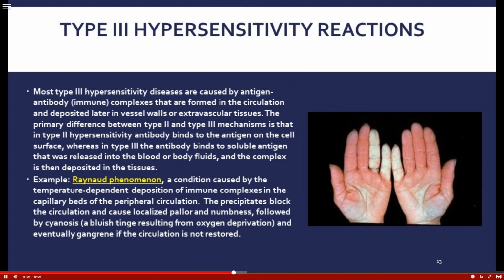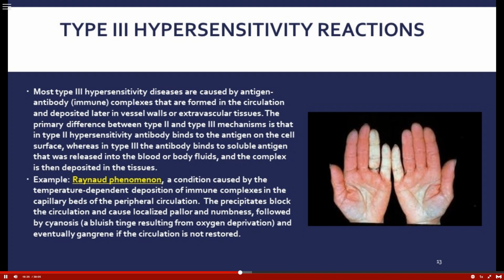So now let's talk about type 3. Type 3 hypersensitivity diseases are caused by an antigen-antibody immune complex, same thing as 1 and 2, but they're formed in the circulation and then deposited later in the vessel. Well, that's a problem because they can cause, and we're going to see Raynaud's phenomenon. That's an example of what ends up happening, and I'll talk about that in just a second.